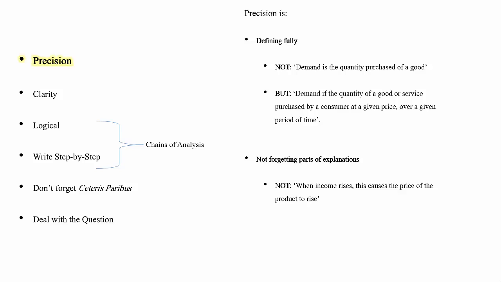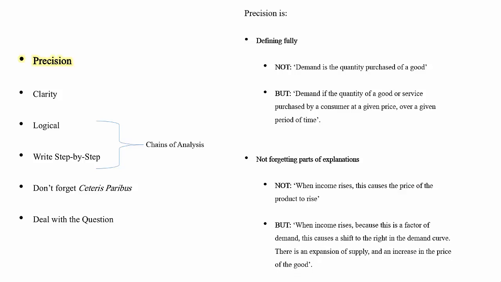So when your teachers always write a why question mark on your work, this is probably the reason for it, because you're not telling them what is going to happen that's going to cause the product's price to rise in this example. Instead, we should write the following. When income rises, because this is a factor of demand, this will cause a shift to the right in the demand curve. There is an expansion of supply and an increase in the price of the good.